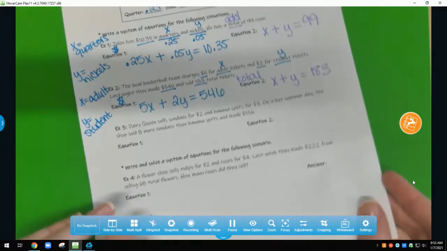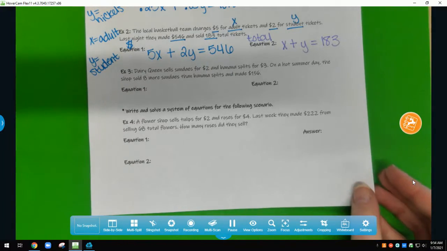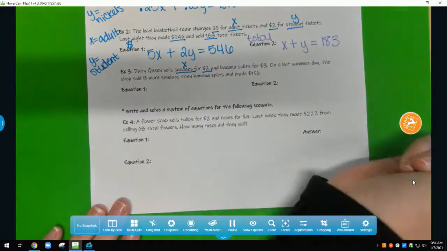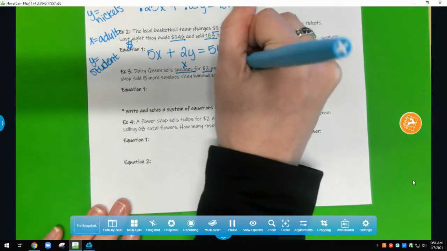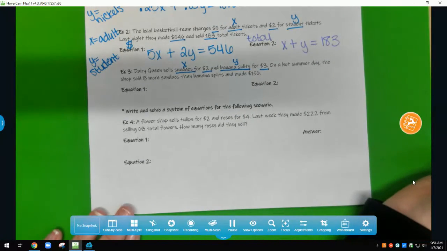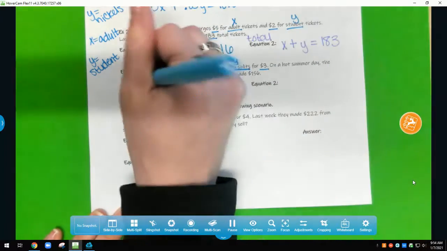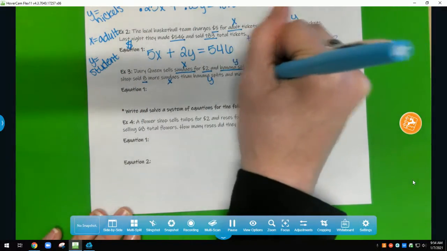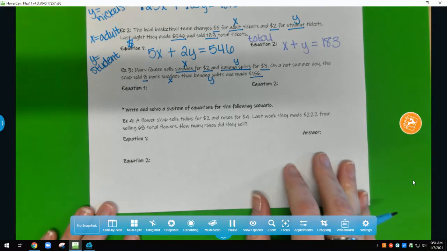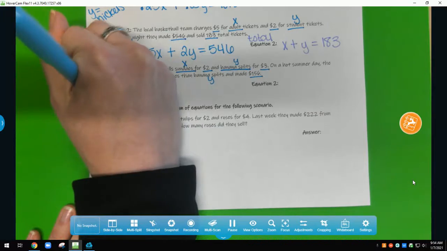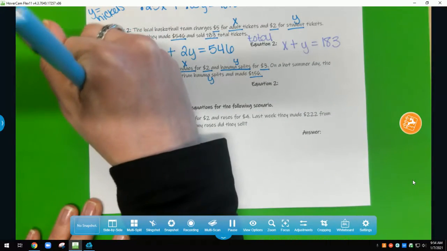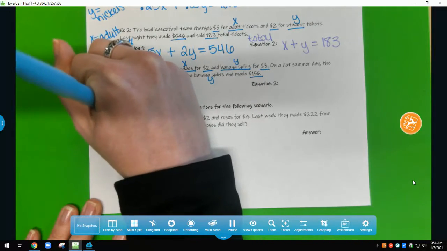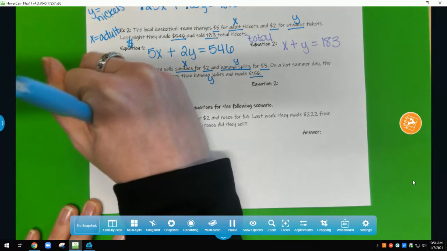All right, example 3 is going to be a little bit different. Dairy Queen sells sundaes, so let's make that our x, for $2, and banana splits, that can be y, for $3. On a hot summer day, the shop sold 8 more sundaes than banana splits and made $156. So x we said was our sundaes, y was our banana splits.